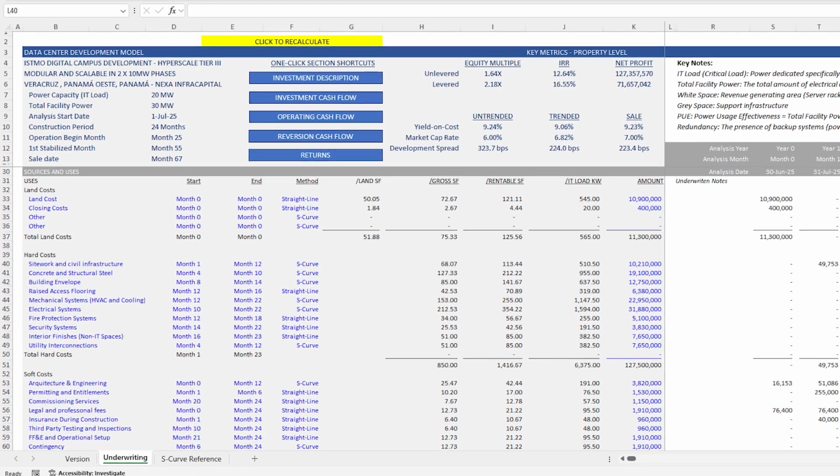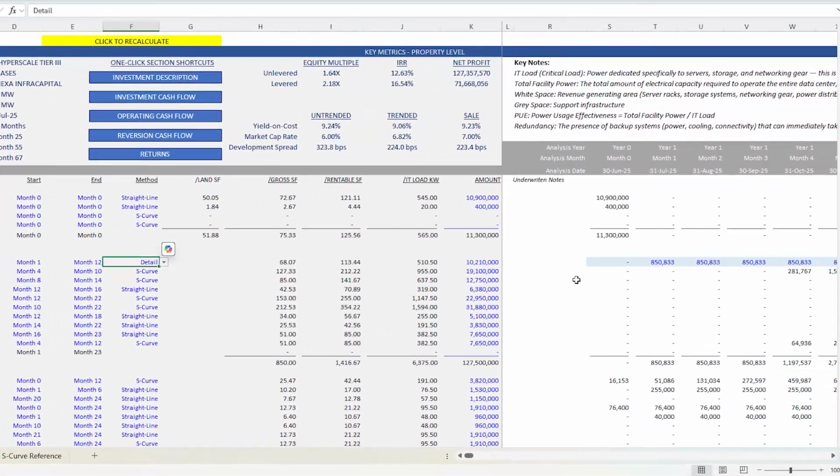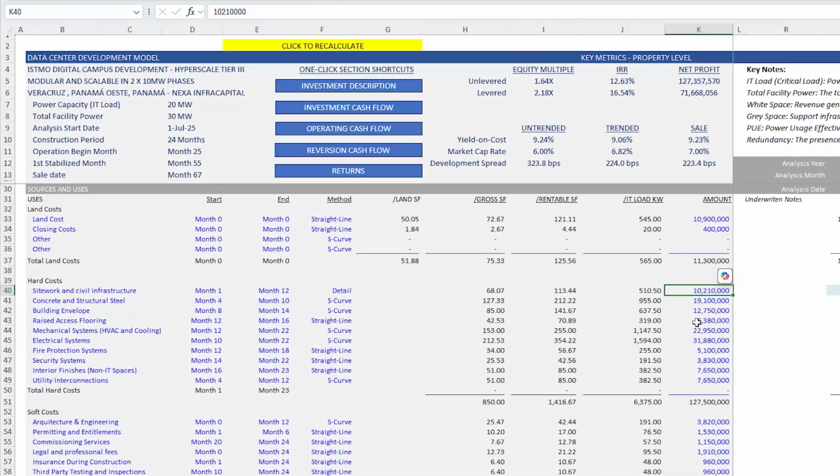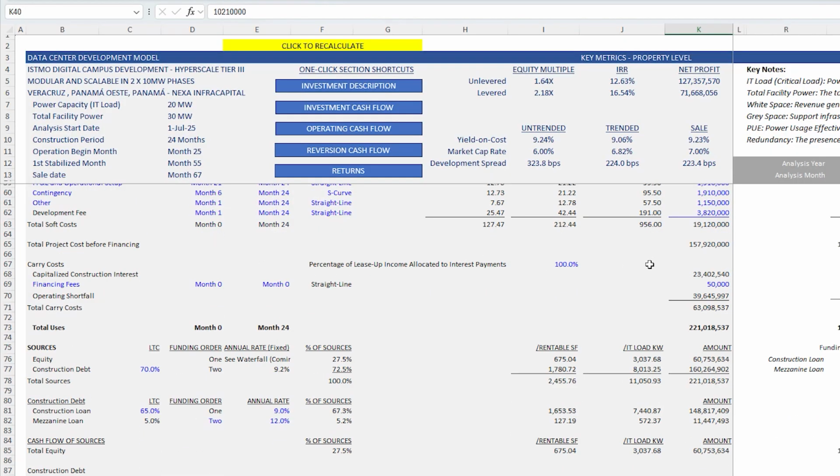And so coming back to the underwriting tab, we can continue through each one of our line items, right? So we've set the start and end period. We've set the method, whether S-curve, straight line, or detail. Again, if you click detail, you can then just manually enter the cash flows by period. And then we put the amount of each of these line items. So in this case, site work and civil infrastructure, 10.2 million. You move through your land cost, hard costs, soft costs, and that gets you to a project cost before financing.